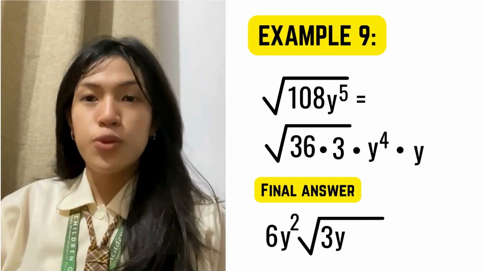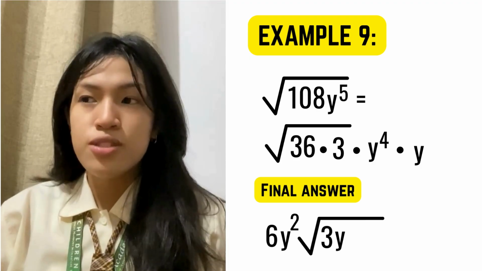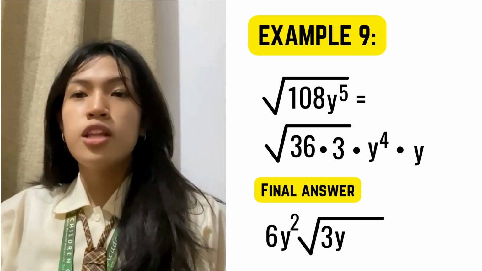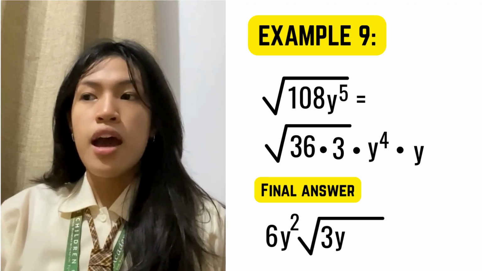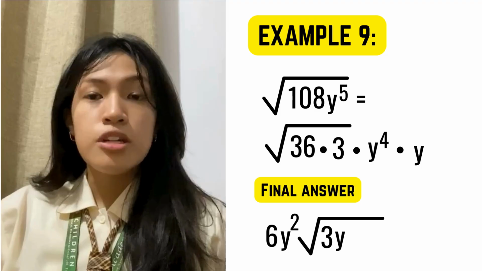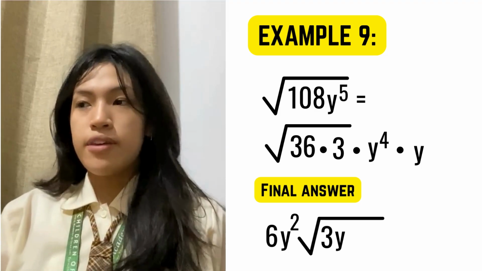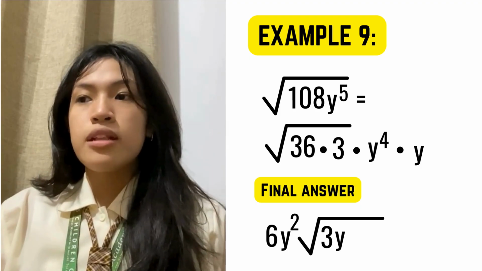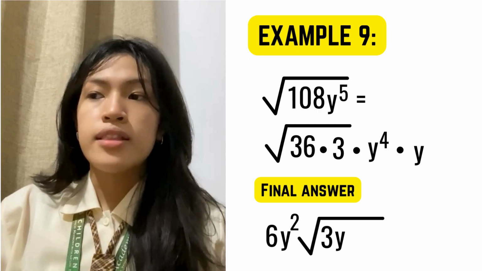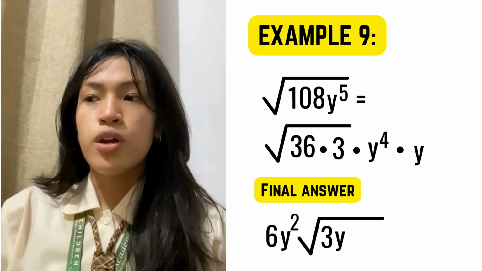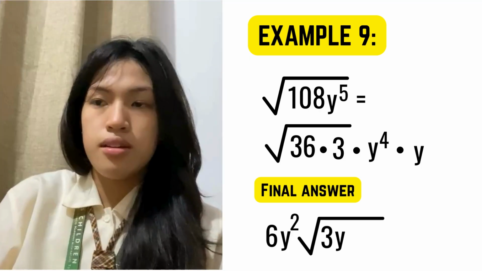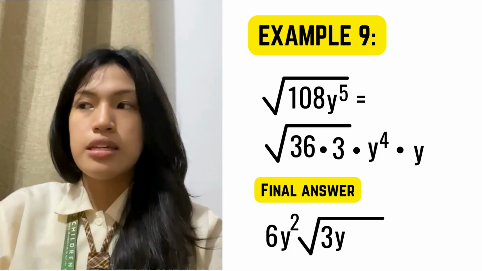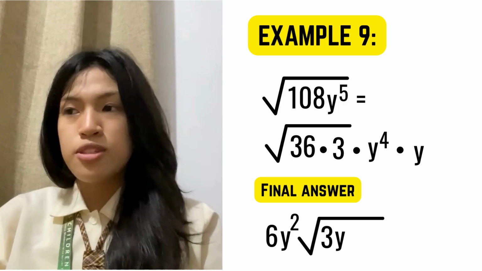To simplify the square root of 108y raised to 5, we again break the radicand into perfect square factors. The number 108 can be factored as 36 times 3, with 36 chosen because it is a perfect square. For the variable part, y raised to 5, we separate it into y raised to 4 times y, allowing y raised to 4 to be taken out of the square root. This transforms the radical into the square root of 36 times y raised to 4 times 3y.